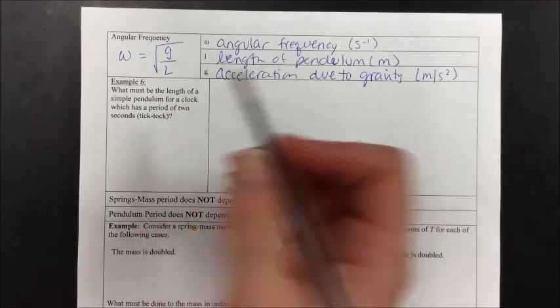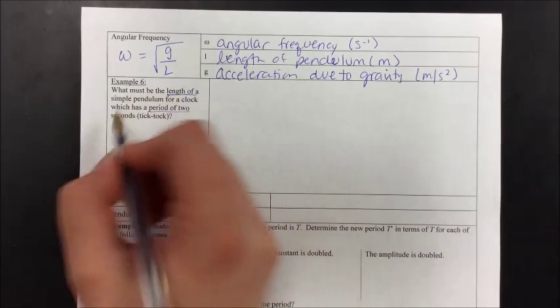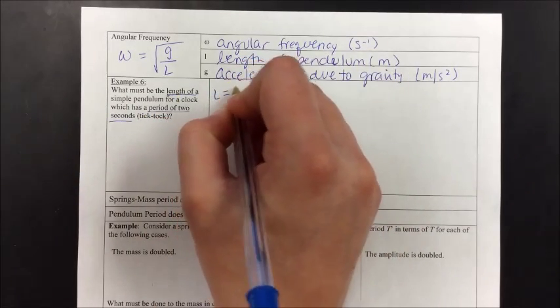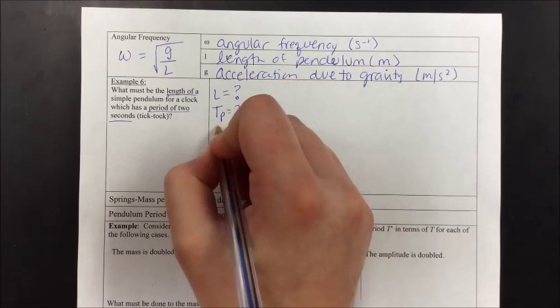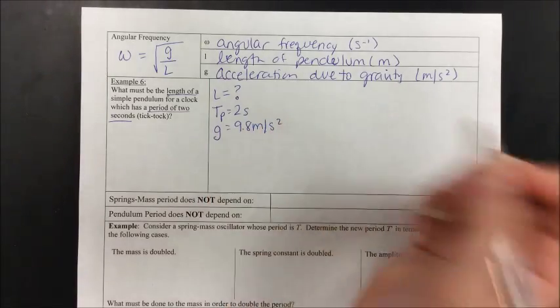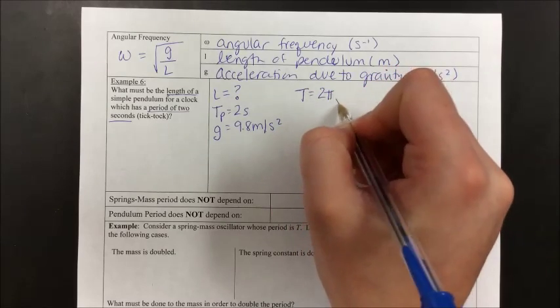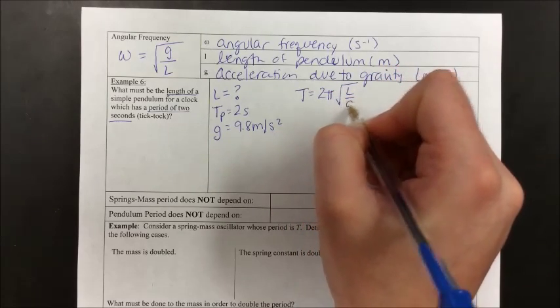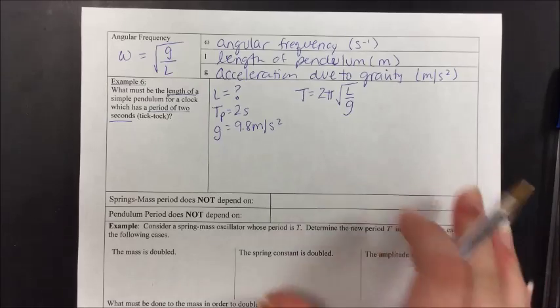So, this next question, it says, what must the length of a simple pendulum be for a clock that has a period of 2 seconds? So we want to know the length. We know the period is 2 seconds. And we also know that g is 9.8. Remember, you don't have to always write that down. Just thought I'd be thorough. So the formula that we're going to use is this one here. And since this is kind of an odd formula to rearrange, we're going to go ahead and rearrange this one together because it's kind of odd.